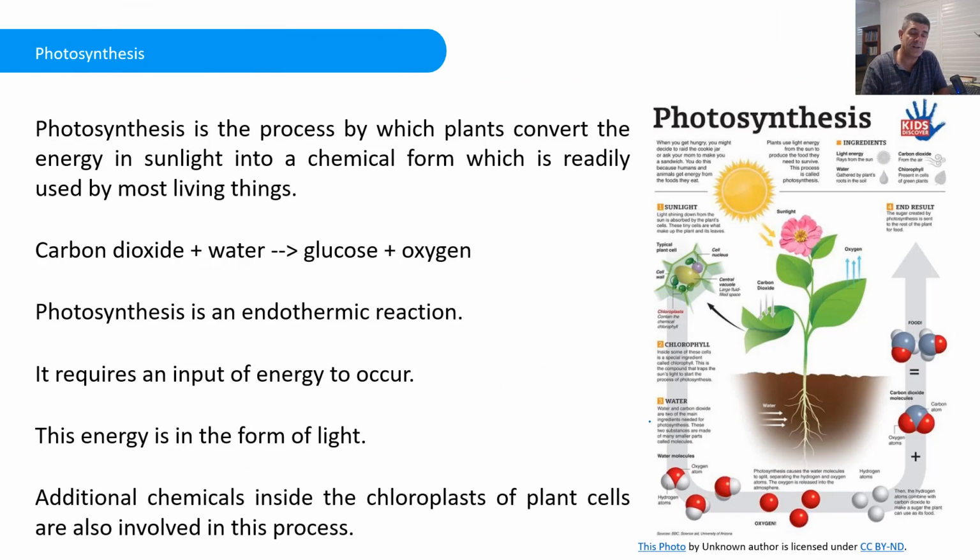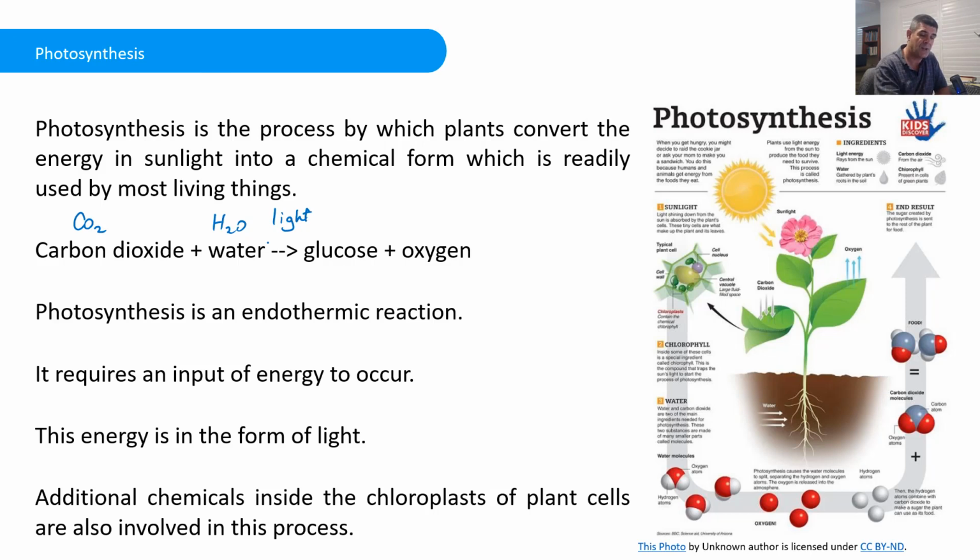The first of these very key processes, which we will look at in a little more detail later on, is photosynthesis. Photosynthesis is the process that plant cells use to convert the energy of sunlight into a chemical form that is readily usable, not just by plants, but by all living things. So carbon dioxide and water are used as raw materials.